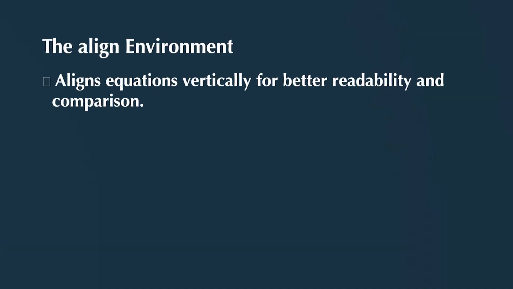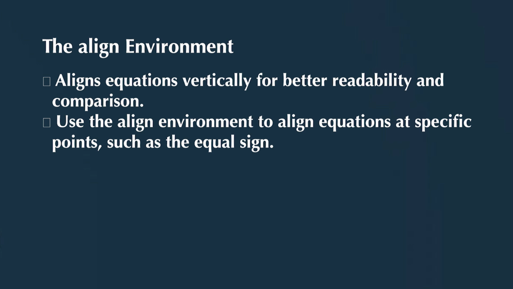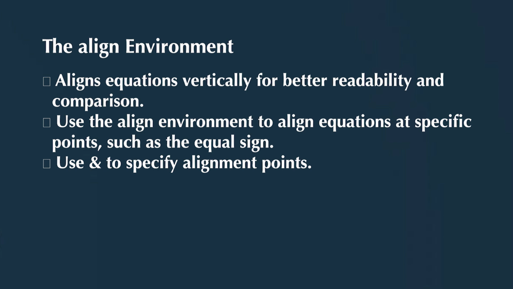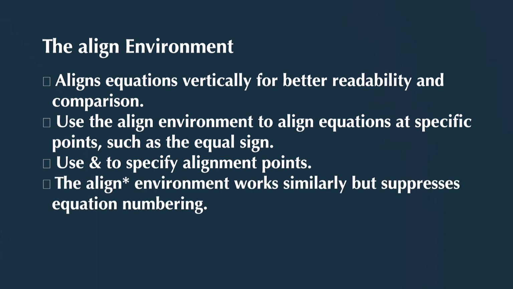Let's discuss the align environment. So the align environment aligns equations vertically for better readability and comparison. It aligns equations at specific points like the equal sign. It uses ampersand to specify alignment points. The align star environment works similarly but suppresses equation numbering.